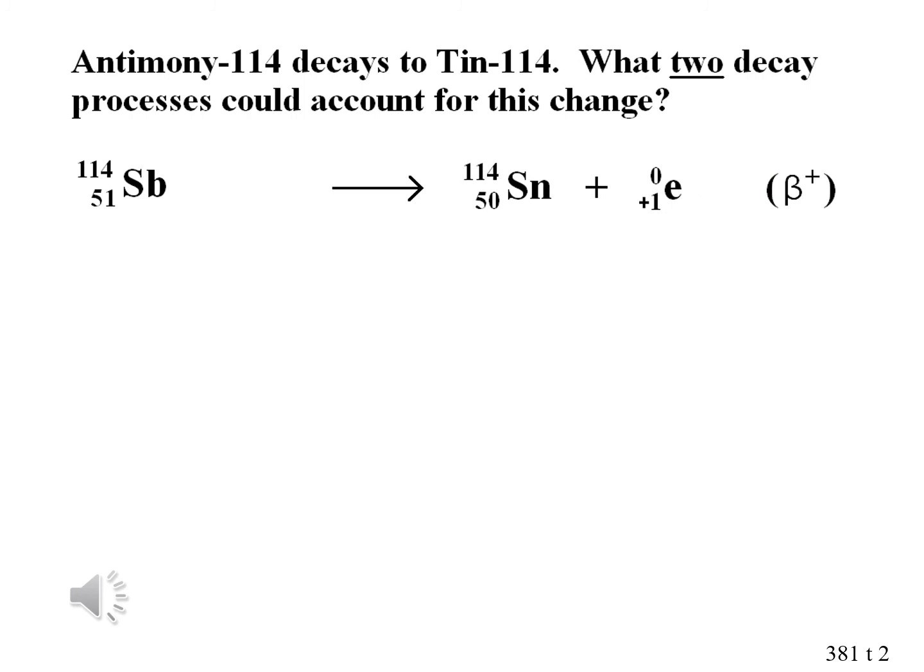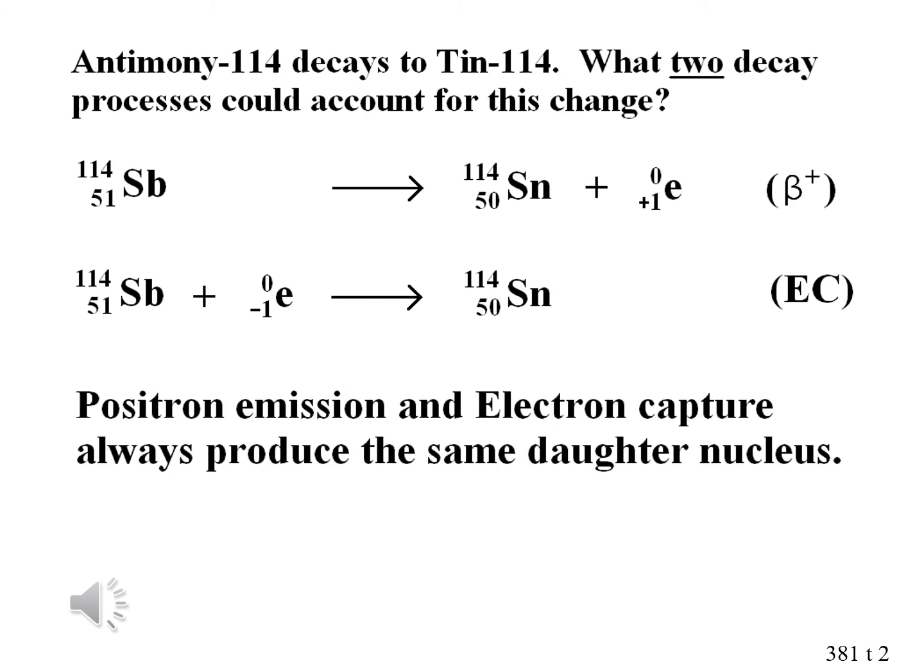But if you put a positron on the right instead, that does work. And so one of the things that happens in this decay is positron emission. But if you do electron capture, where you put an electron on the left, that will also produce tin 114, and so electron capture also works. Both of those processes produce what they call the same daughter nucleus, and most atoms or isotopes that do one of those processes also do the other one.